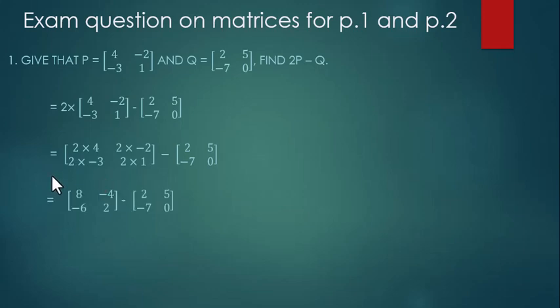So we're going to have 2 multiplied by 4 is 8, and then 2 multiplied by negative 2, we get negative 4. Then 2 multiplied by negative 3, we get negative 6, then 2 multiplied by 1, we get 2. So from there we are now going to subtract.